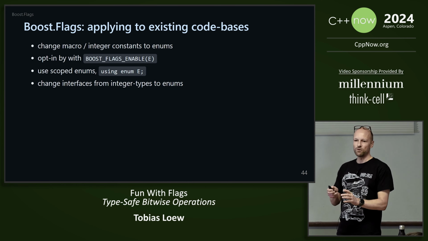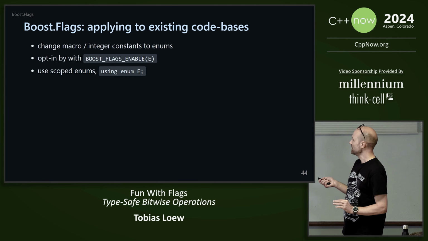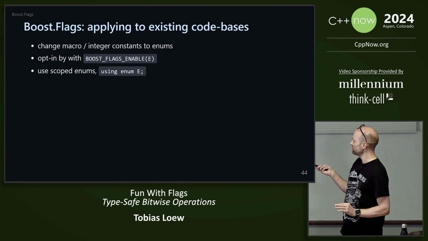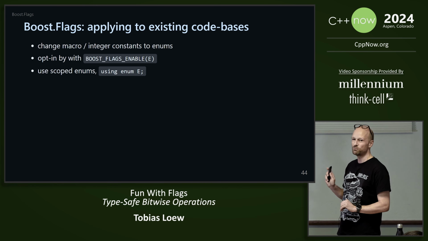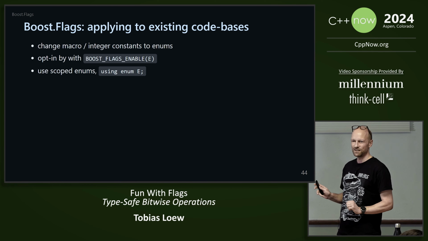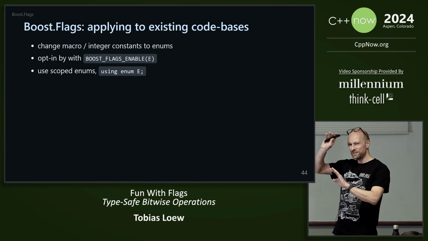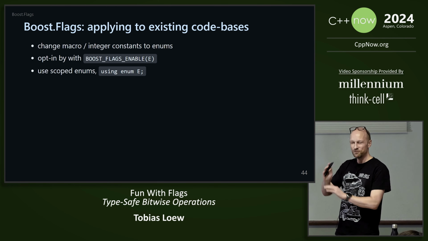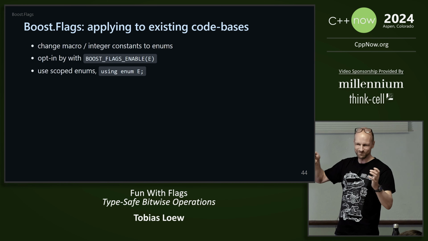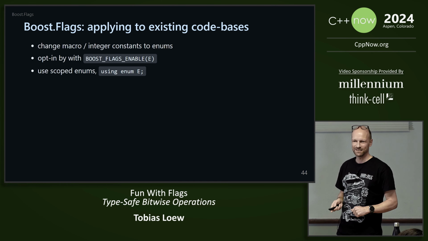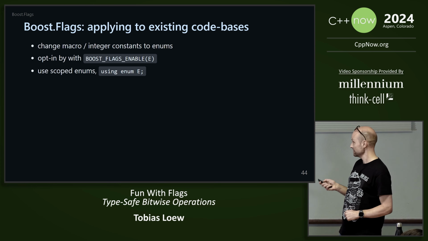No, I don't change the type at all. You simply opt in by defining this below your enum. I don't change the enum at all. It's completely non-intrusive. The enum type that you have simply stays as it is. If you had only integers, you would have to change it.